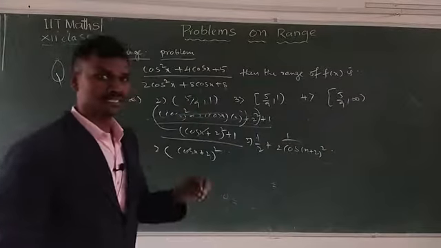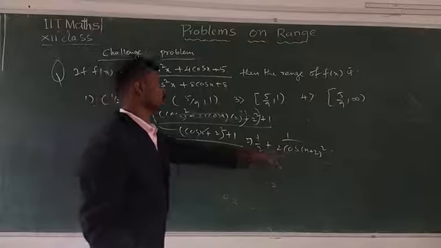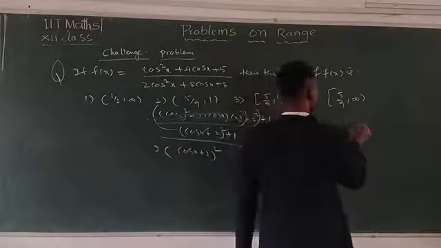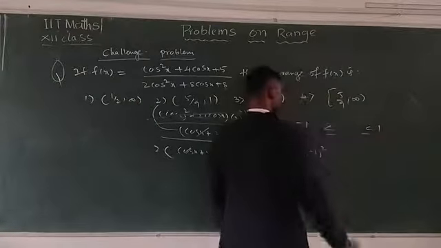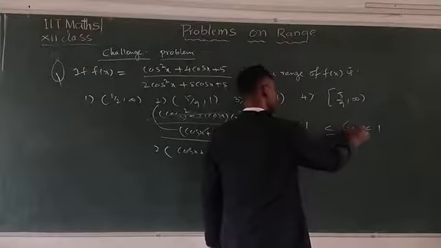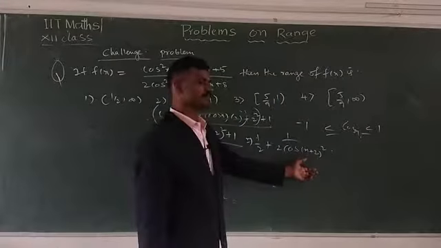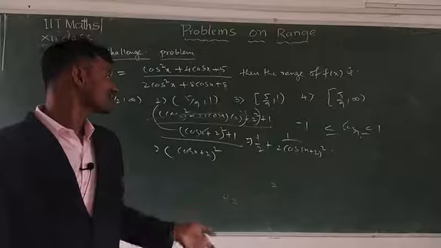Now this is cos x, you know the domain. It lies between minus 1 and 1. Okay, this is cos x. Now this is also written the same. Then you will get the answer. Okay, note down.